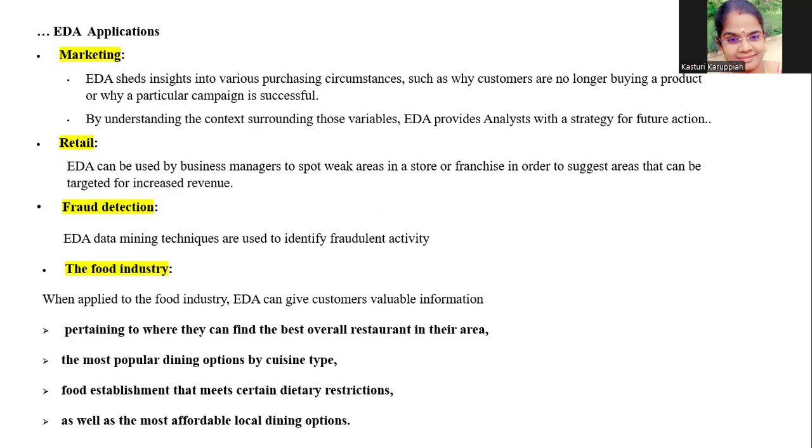Majorly, we can tell it in one word: recommendation. It may be a movie recommendation, a restaurant recommendation, a hotel recommendation, a textbook recommendation. It may be any recommendation we make online. Everything comes from EDA. They have applied the EDA concept.